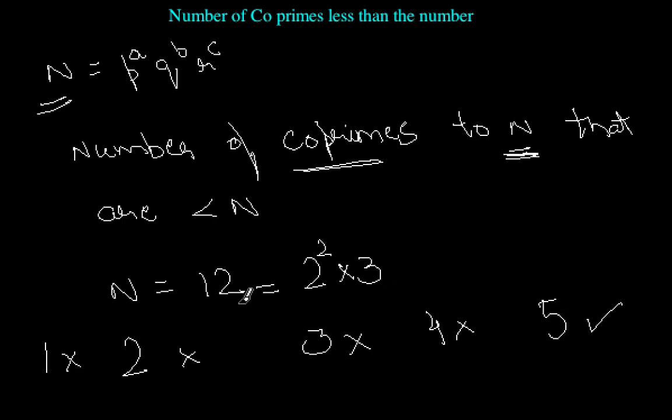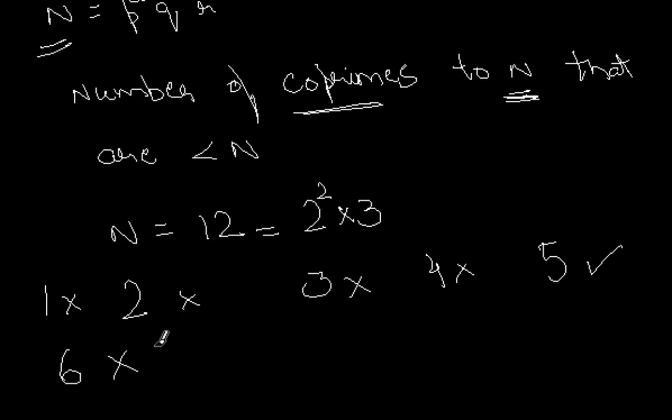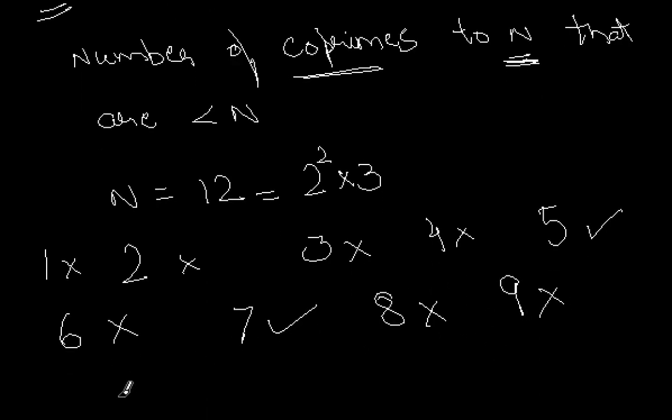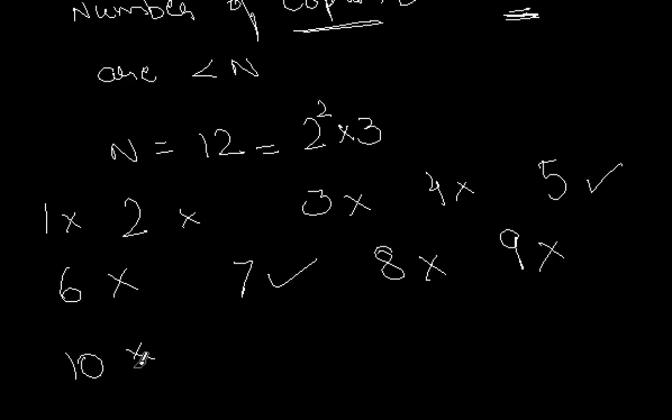5 is a co-prime to 12. Then 6 is clearly not a co-prime because it contains 2. Then 7 is a co-prime to 12. Then we have 8, which contains 2, so this is not a co-prime. 9 contains 3 square, again not a co-prime. Then 10 contains 2, again not a co-prime. And 11 would be a co-prime to 12.